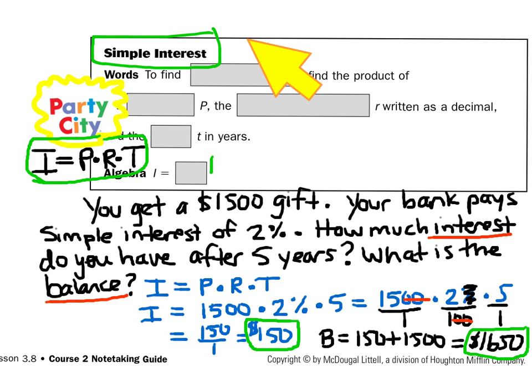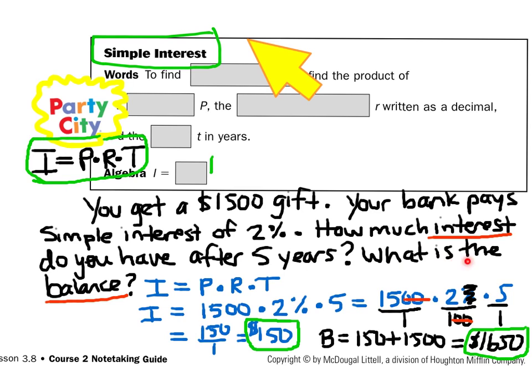And then I look for where I can cross cancel. Well, look at the 1,500 and the 100. See how they both have 2 zeros? Well, that's like dividing by 100. So 100 divided by 100 leaves you with 1, and 1,500 divided by 100 leaves you 15. And then I just multiply. 15 times 2 is 30, and 30 times 5 would give me 150. So I would get 150 on top, 1 on the bottom, and of course 150 divided by 1 is just 150. So that answers the first question. That's how much interest I have after 5 years.